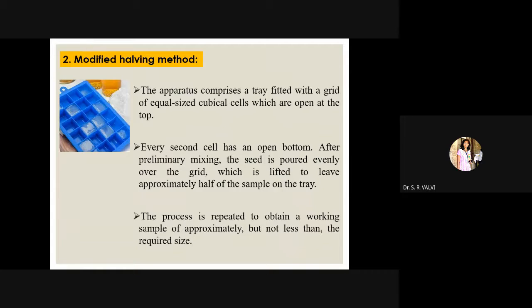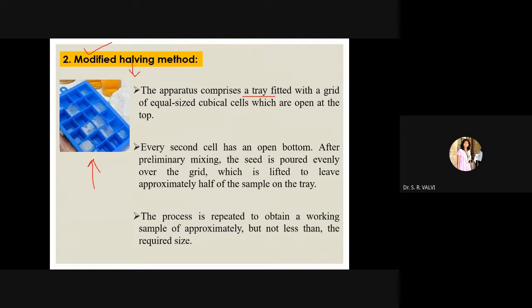Now next is the modified halving method. Here you can see why the name is given: again halving, half the portion is taken out. Now you have this tray. In every one of us at home, we have this ice tray in the fridge. The same kind of tray is here. Just for your convenience, I have kept the image of this tray so that you will get the exact idea of this modified halving method.